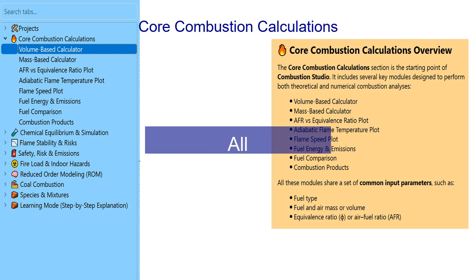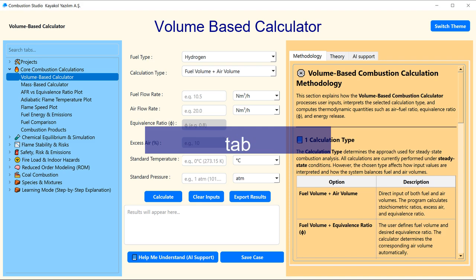All these modules share a set of common input parameters, such as fuel type, fuel and air mass or volume, equivalence ratio, or air-fuel ratio, AFR.